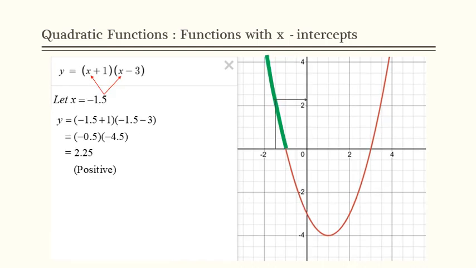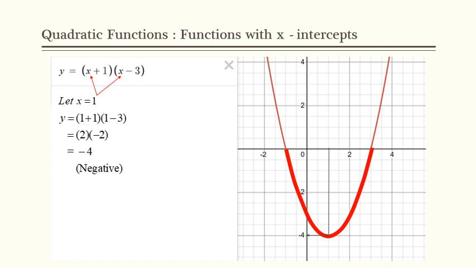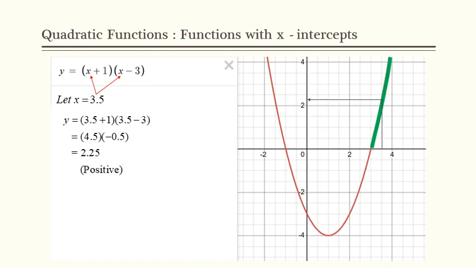Furthermore, we notice that when x is less than -1, say x equals -1.5, the value of y is positive 2.25. When x is between -1 and 3, say x equals 1, the value of y is -4. When x is greater than 3, say x equals 3.5, the value of y is positive 2.25.